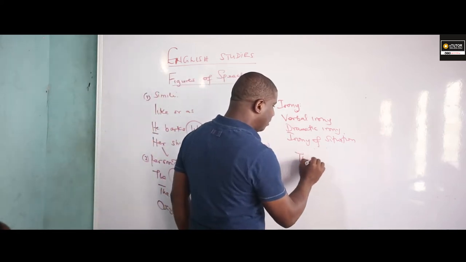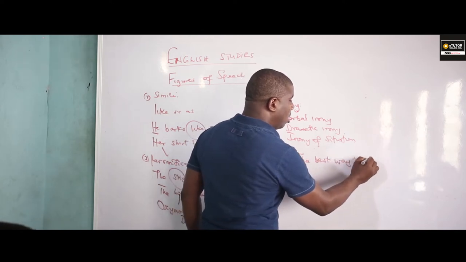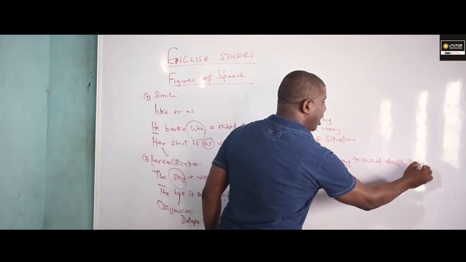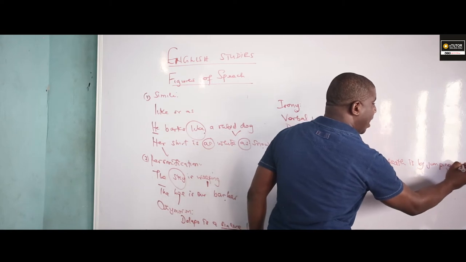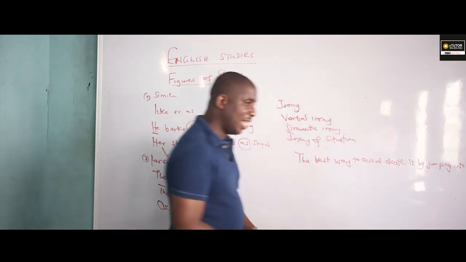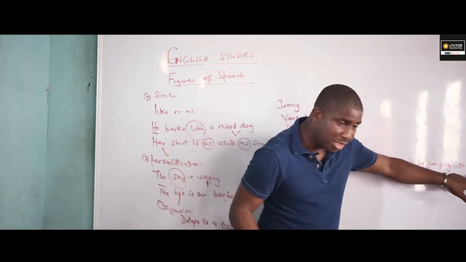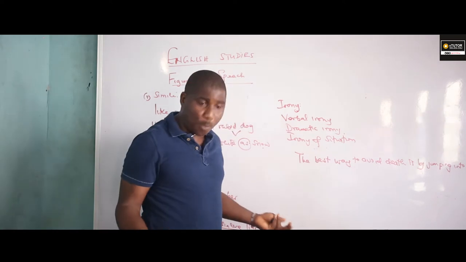Now, look at this example. The best way to avoid debt is by jumping into fire. Hello? If you want to avoid debt, do you need to jump into the fire? No. Sir, of course, I mean the opposite.